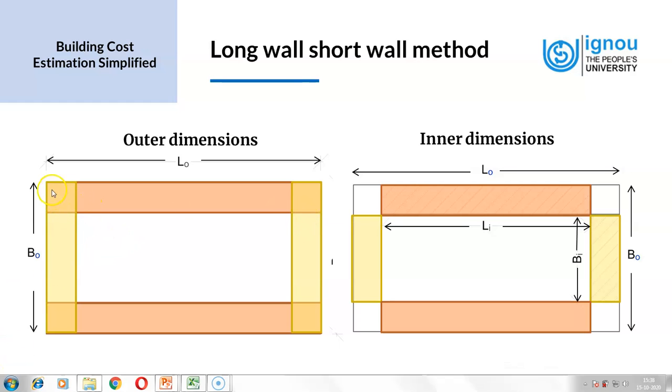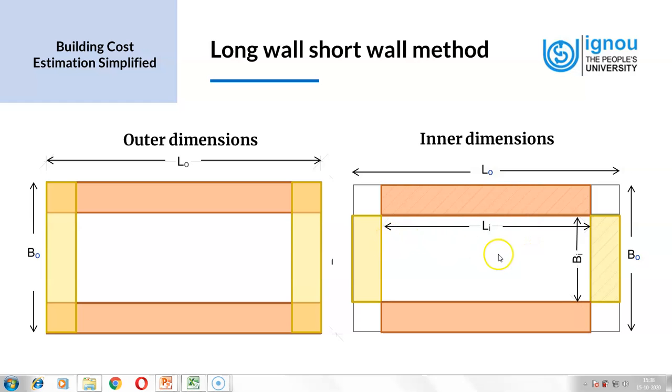For example, if we are doing the excavation, and for that we first take the length as L0 plus B0 plus L0 plus B0 as the perimeter, then we find that at the corners we are actually taking L0, and this portion of B0 has also already been considered in the L0 part. So we find that at the corners there are extra measurements being taken.